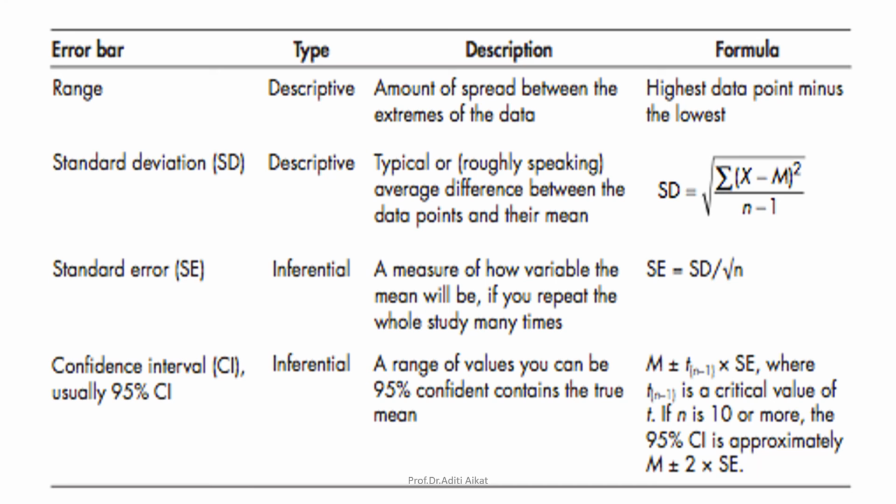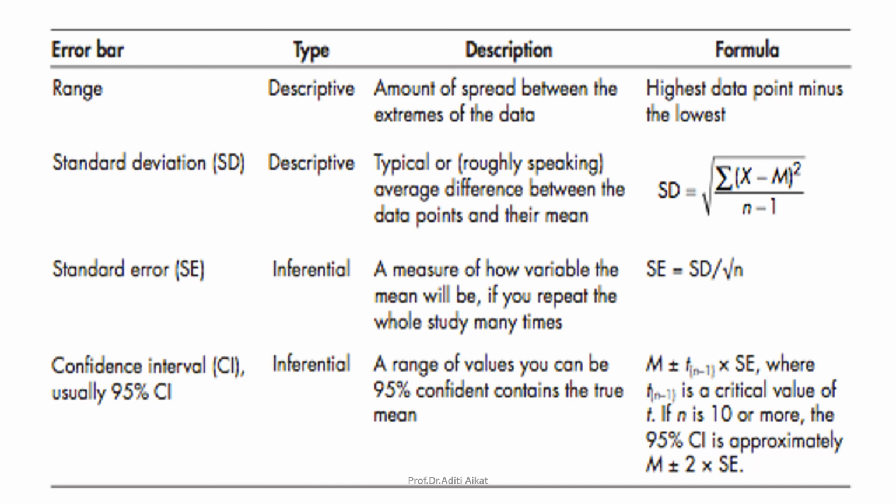So, a quick recap regarding the measures of different tools of statistics. The range belongs to the descriptive statistics, and it looks at the spread of the extremes of the data, and the formula is highest data point minus the lowest. The standard deviation again is a part of the descriptive statistics, and roughly speaking, it is the average difference between the data points and their mean. That is, SD is equal to root over of summation of x minus mu square divided by n minus 1.